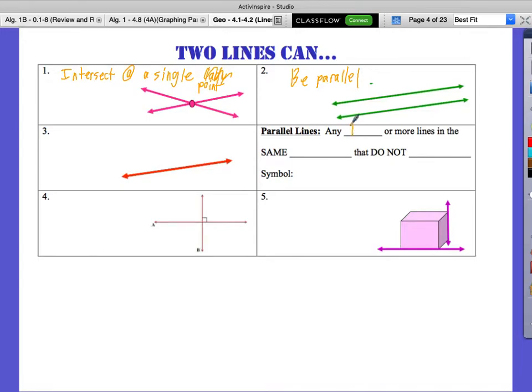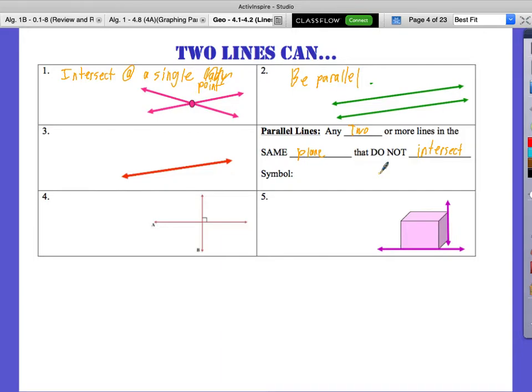Right below this box, parallel lines. There are any two or more lines in the same plane that do not intersect. Okay? The box right below parallel is describing parallel lines. Again, don't they have to be at a certain point? Yes, they will. Because if they're a tiny bit that way, then they're eventually going to intersect.